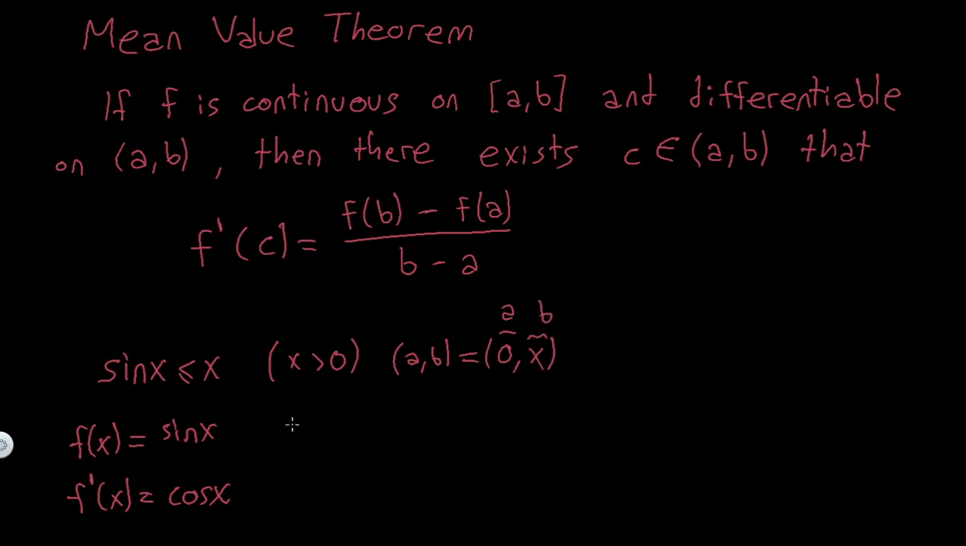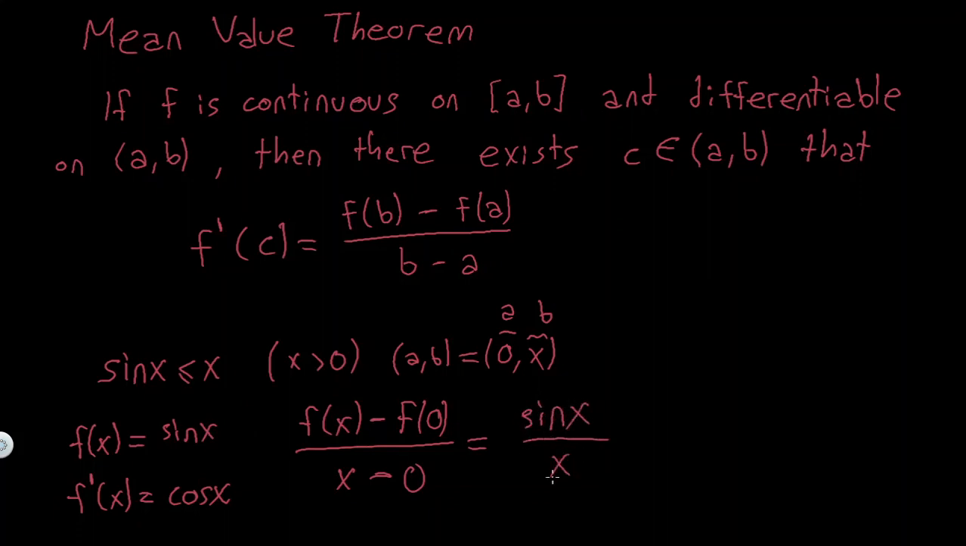f(b) minus f(a) will be f(x) minus f(0), over x minus 0, which is equal to, since f(0) is sine 0, which is 0, just sine x at the top, and at the bottom I have x. And I know that this is equal, for some c in the interval (0, x), to f prime of c, which is cosine c.